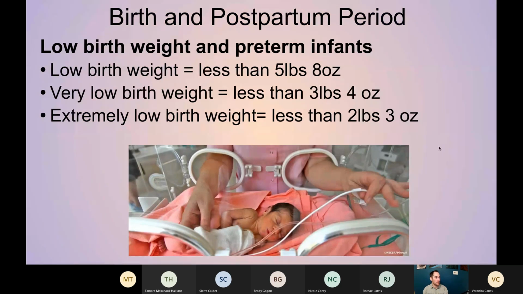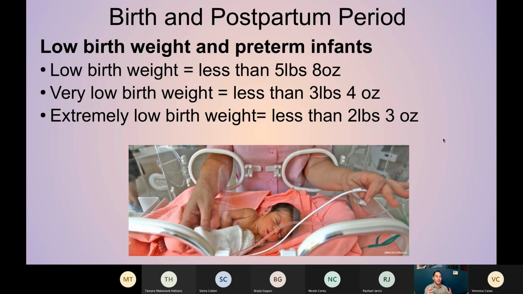All right, so let's talk about some risks of low birth weight. There's a couple categories here, and each has a higher and higher risk. Low birth weight is less than 5 pounds 8 ounces. Very low birth weight, which is at higher risk for these problems and more problems, is less than 3 pounds 4 ounces. And then extremely low birth weight is a child being born at less than 2 pounds 3 ounces.